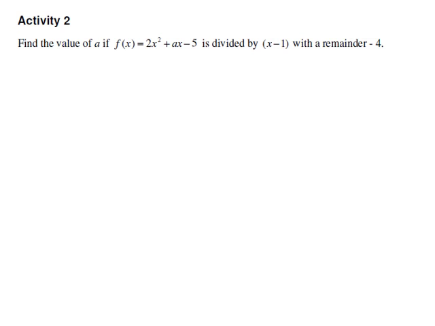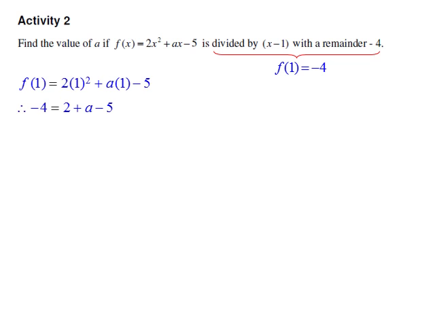In activity 2, we are asked to find the value of a if f(x) equals 2x squared plus ax minus 5 is divided by x minus 1 with a remainder of negative 4. If we interpret the information that is given, we're told that when f is divided by x minus 1, it gives a remainder of minus 4, so we can interpret it as f(1) is equal to minus 4. If we calculate f(1) and equate it to minus 4, we can now solve for a, and that will give me that a is equal to negative 1.